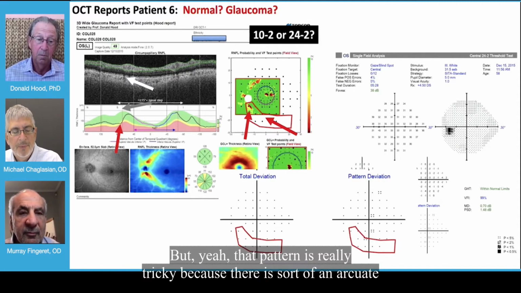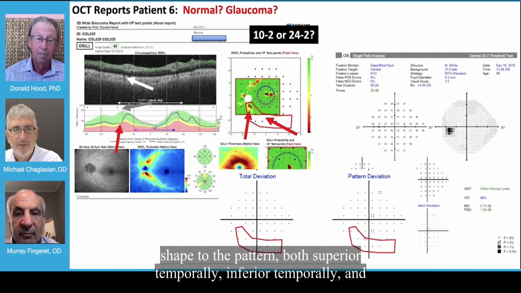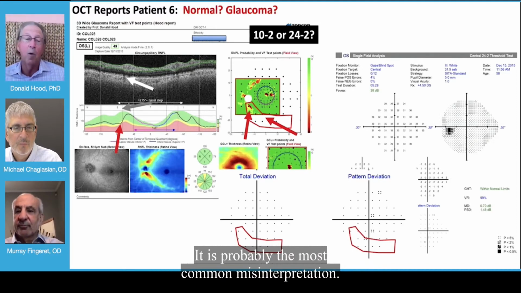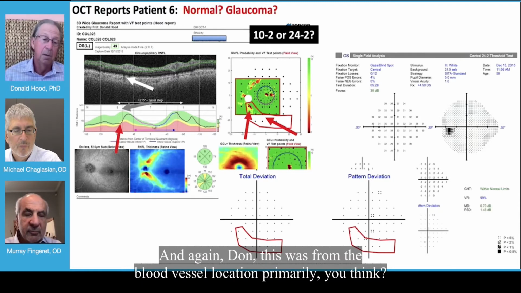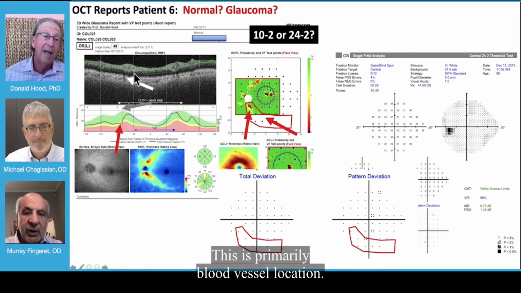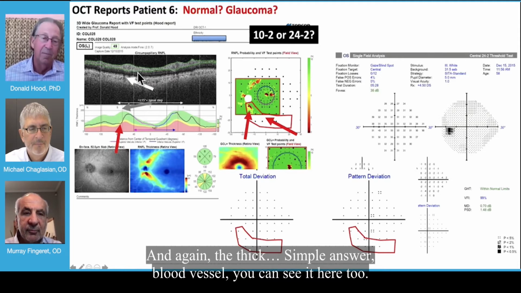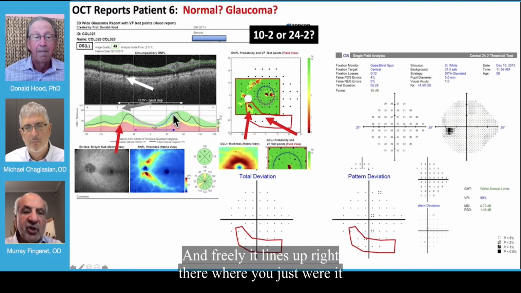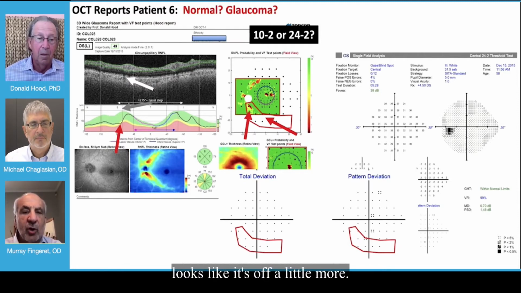Yeah. But that pattern is really tricky because there is sort of an arcuate shape to the pattern, both superior temporally and inferior temporally, and without taking a closer look, it could be misread and misinterpreted. Yeah, it is probably the most common misinterpretation. And again, Don, this was from the blood vessel location primarily, you think? This is primarily blood vessel location, yeah. Yep. And again, the thickness plot, blood vessel, simple answer, blood vessel. You can see it here too. See this right here? Yeah. It's lined up there, inferiorly it lines up right there where you just were. It looks like it's off a little more.